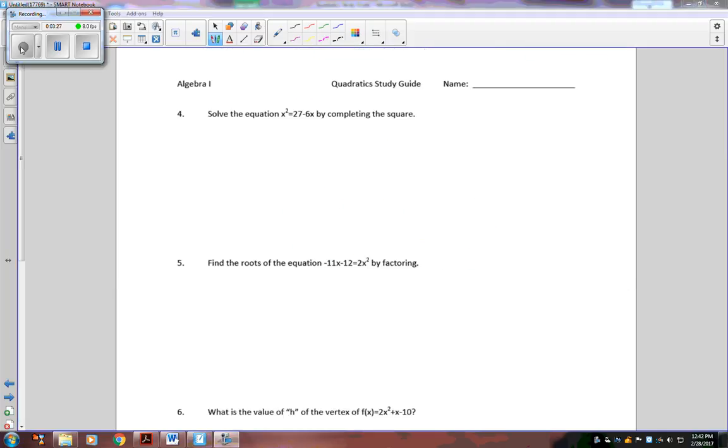Okay, number 4 says to solve the equation by completing the square. When you're solving by completing the square, all your x terms need to be on one side, your constant term on the other. So I need to add this 6x to each side. X squared and 6x are not like terms, so I need to write them down beside each other. I cannot combine those. Leave a space to complete the square.